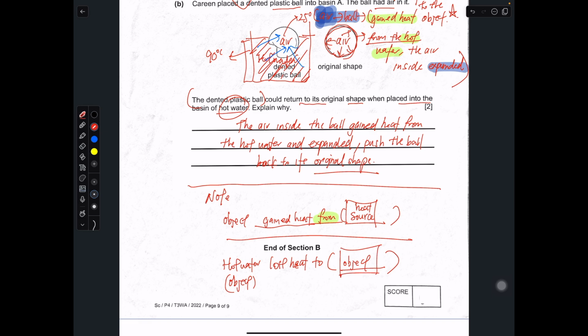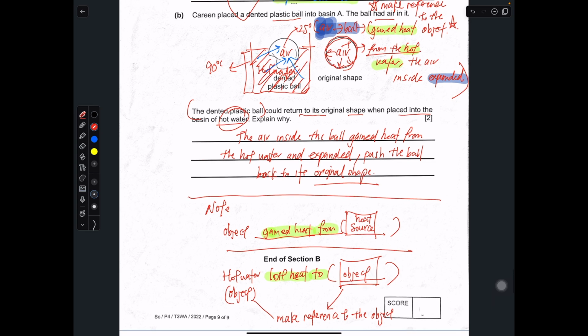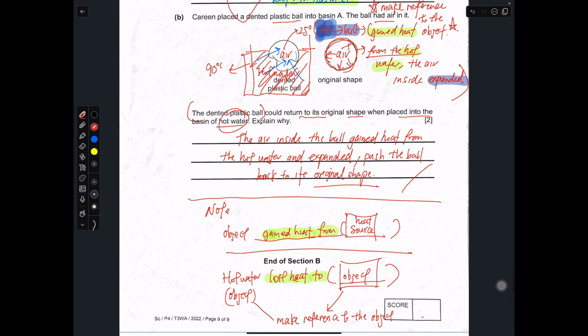So we have to make reference to the object. In this case, lose heat will always come with "to." Gain heat will always come with "from." So that will be the end of my walkthrough for this paper. You can pause between each section to look at how to answer the question correctly.